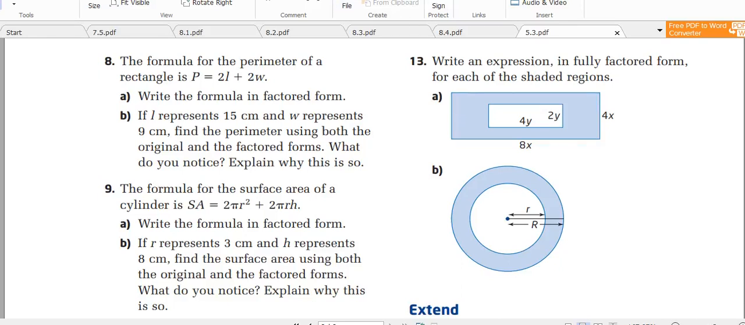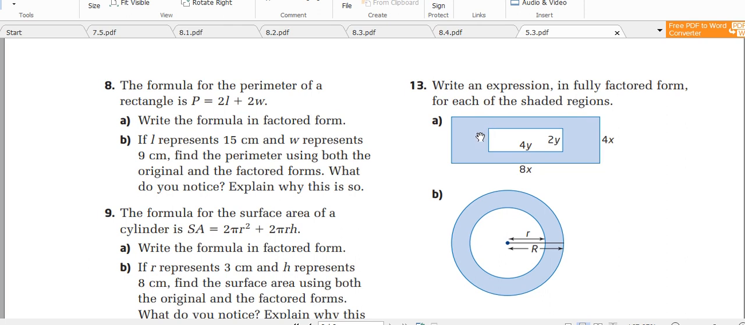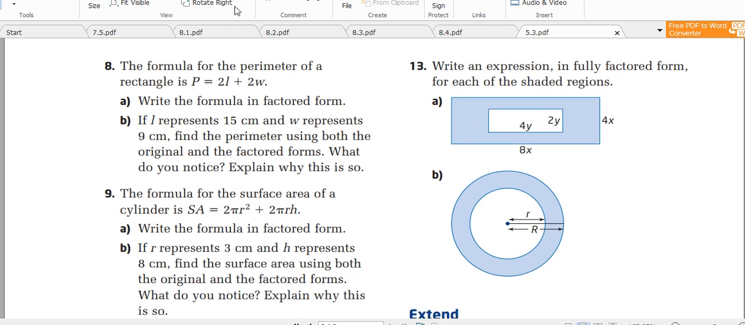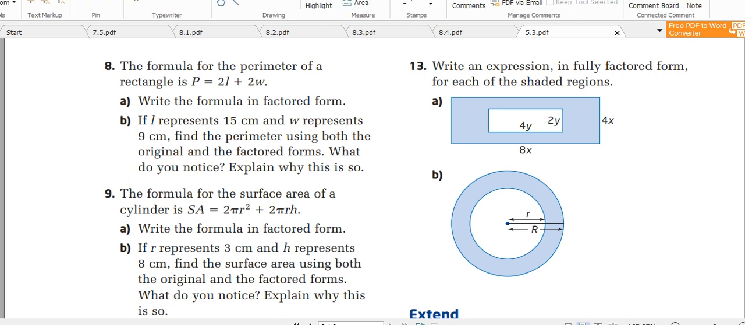Hey Daniel, so I believe you had a question about 13 under chapter 5.3 or worksheet 5b. I think this was common factoring, if I'm not mistaken. So let me just... okay. Write an expression in fully factored form for each of the shaded regions.